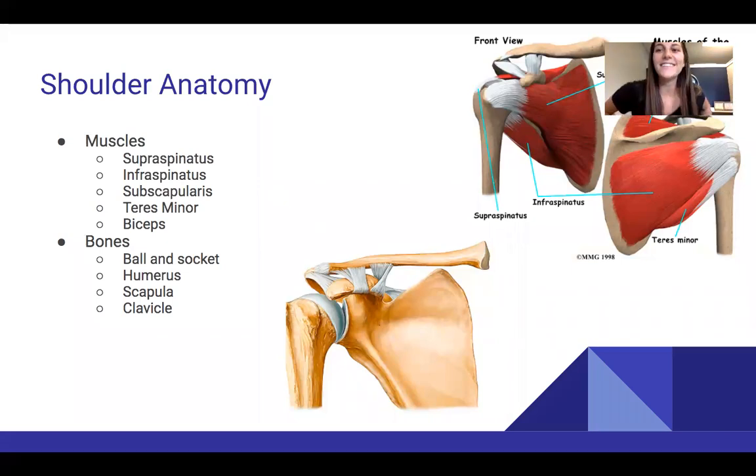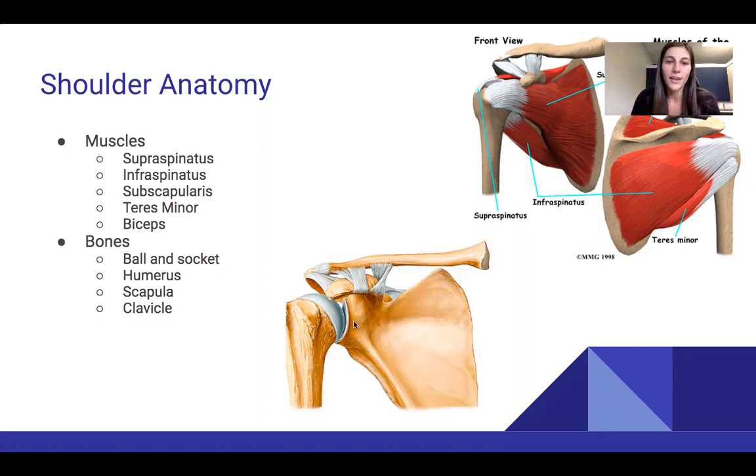All right, guys. Let's start with some bones. Your shoulder is made up of the humerus, that's your main arm bone. Then you have the scapula, or your shoulder blade, that sits on the back of your rib cage and has these fun little prongs that hang out. And then you have your clavicle that comes across right here.